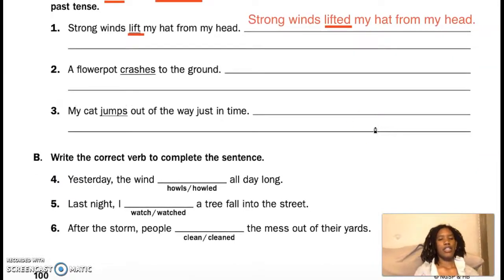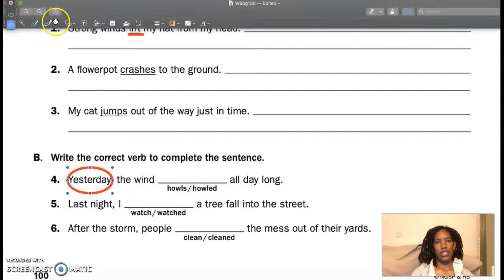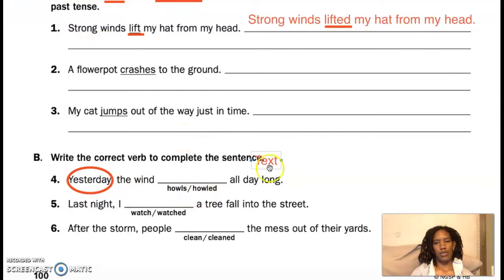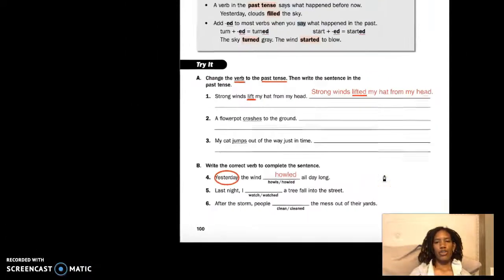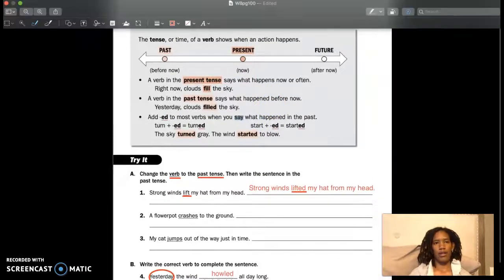Okay. Down here, write the correct verb to complete the sentence. Now, this says yesterday. Yesterday means past or present. If you said past, you're correct. Okay. Yesterday, the wind howls or howled. If it's in the past tense, what's the correct answer? Howled. Okay. And so that's all you're going to do for this page, y'all. Make sure that you put your name up here. Okay.